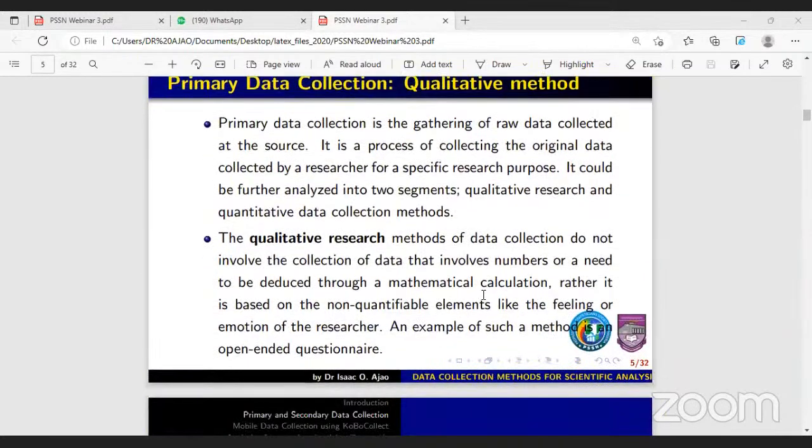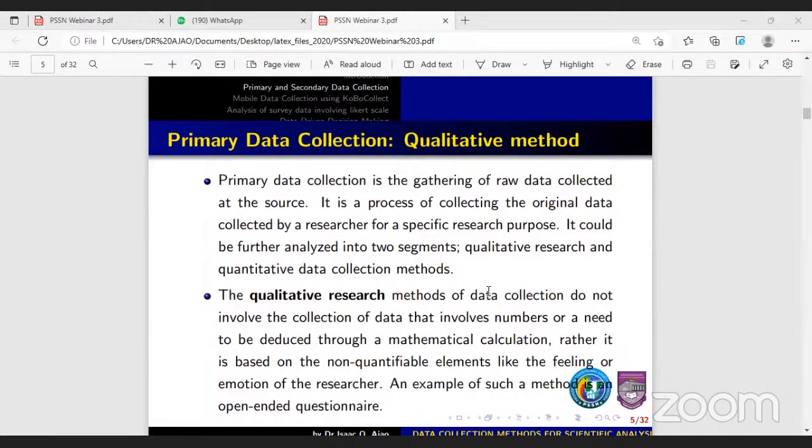Now, primary data collection. Primary data is the gathering of data when we are collecting it from the source. That will make it primary. It's a process of collecting the original data collected by a researcher for a specific research purpose. It could be further analyzed into two segments: qualitative research and quantitative data collection.